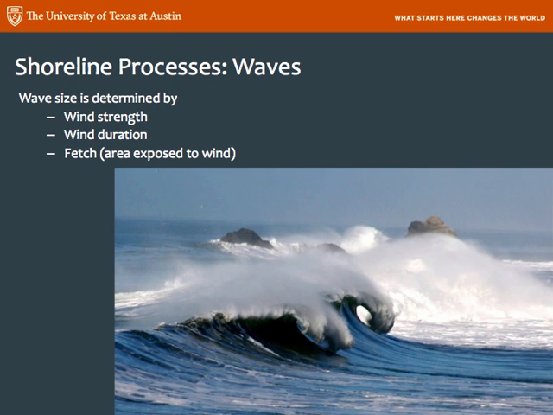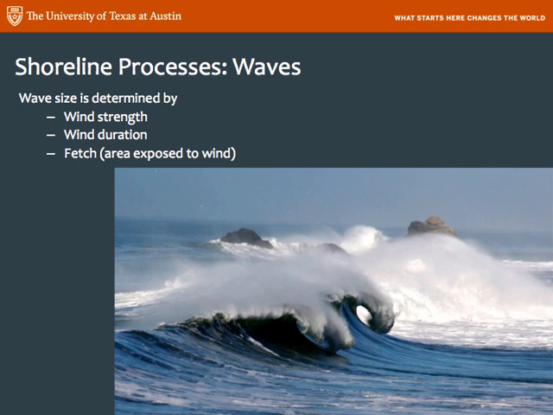Now, the size of the wave is really a function of the wind, because waves are caused by wind. And so 3 things about the wind determine the size of a wave. The first is the strength of the wind. If you have a very strong wind, as you might imagine, you're going to get bigger waves. The second is the duration. How long has the wind been blowing? If it just came up, the waves will be kind of small. If it's been howling in the same direction for days and days, the waves will be bigger and bigger.